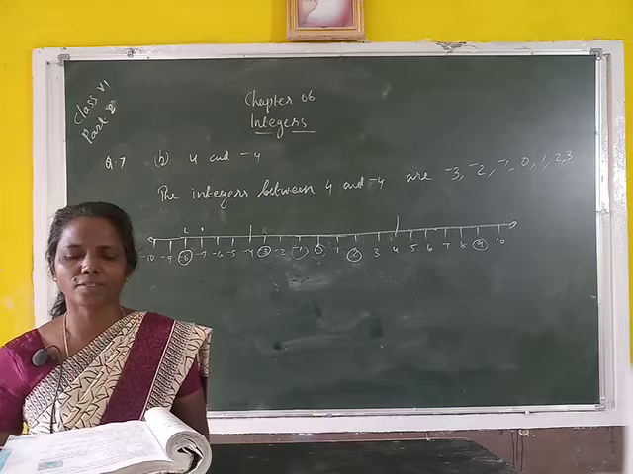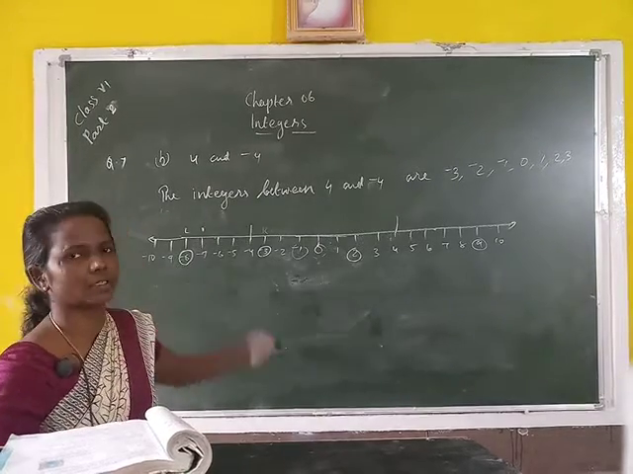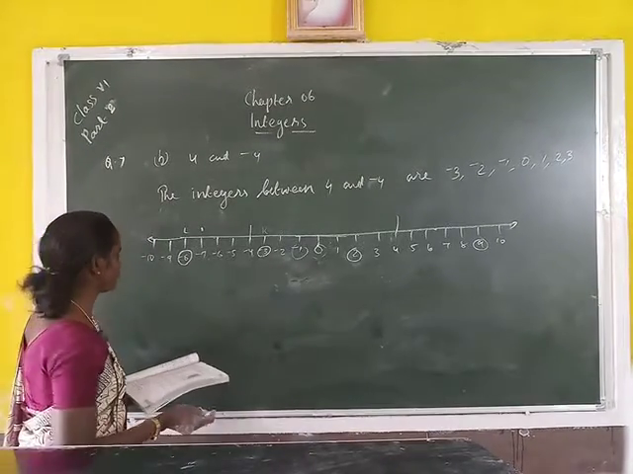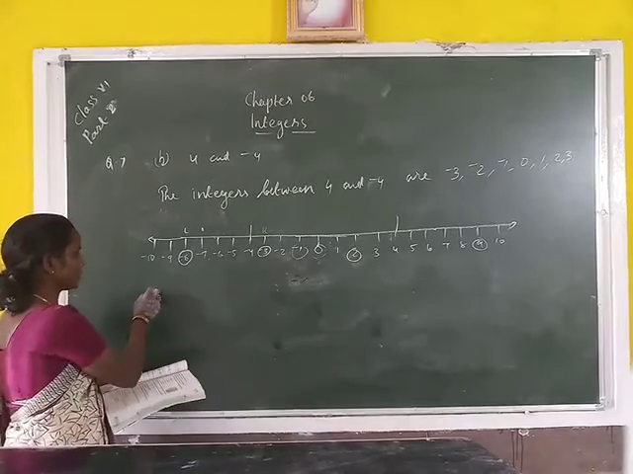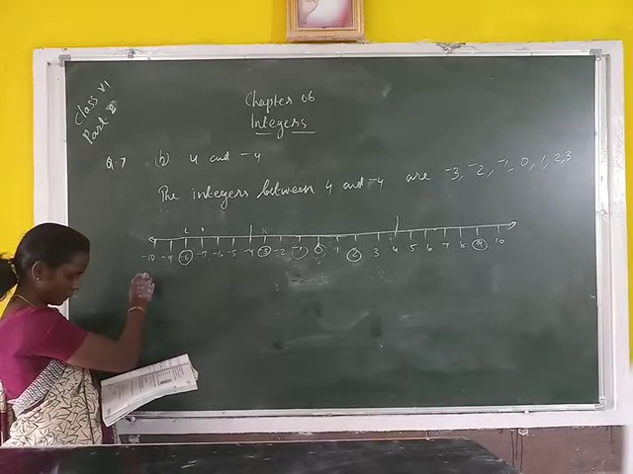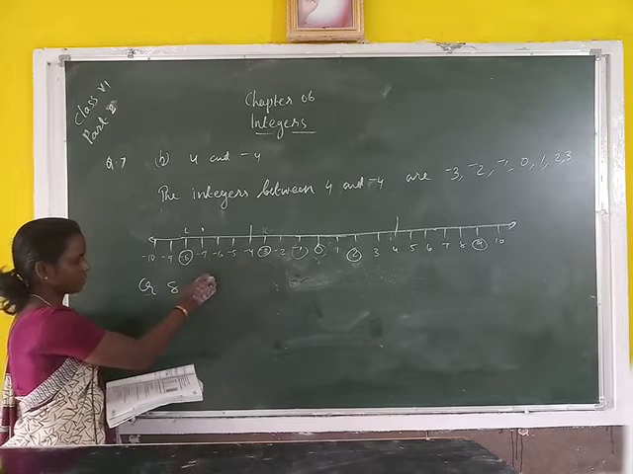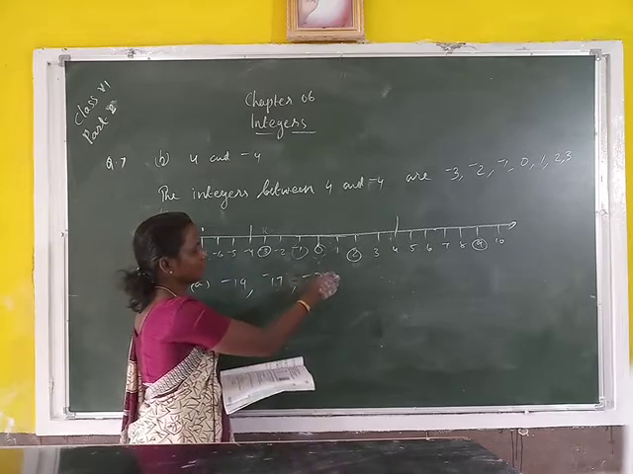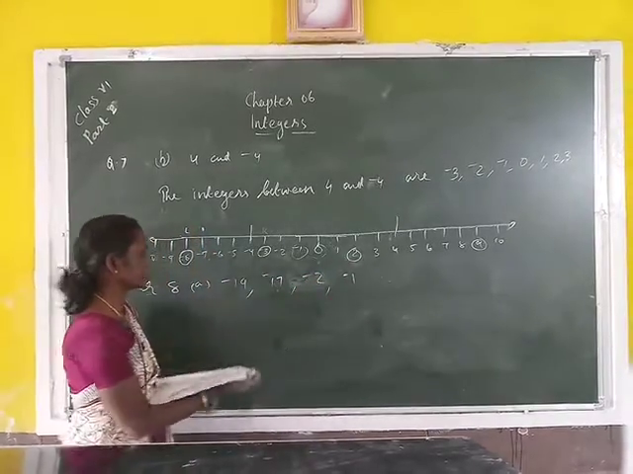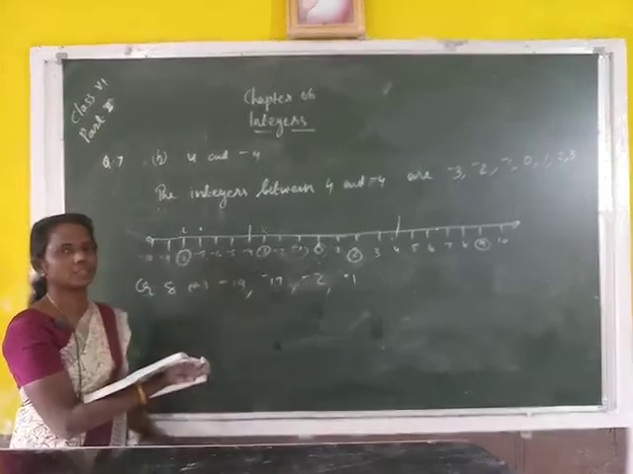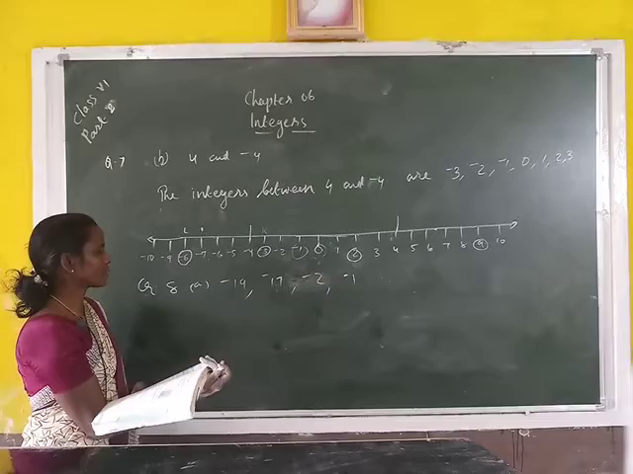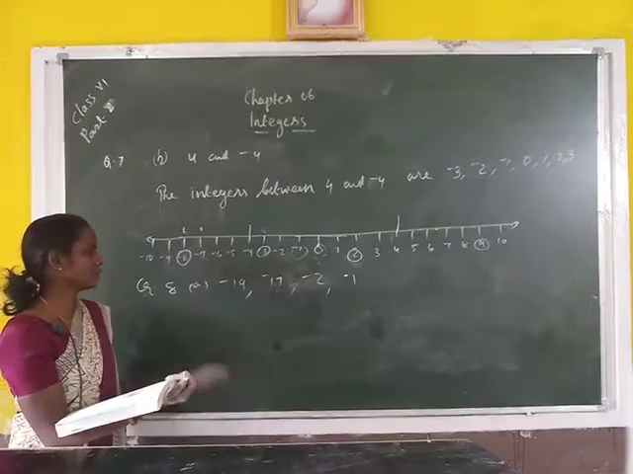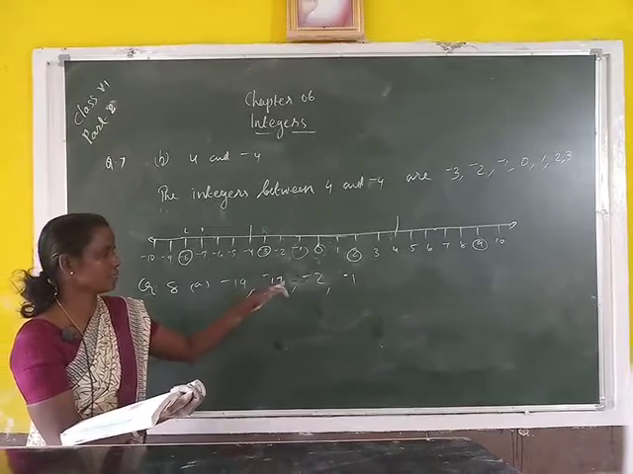Write 4 negative integers greater than negative 20. You can write many numbers. Greater than negative 20 means to the right of negative 20, and we can write any number from there. So you write any number. Here I write negative 90, negative 70, negative 2, negative 1.